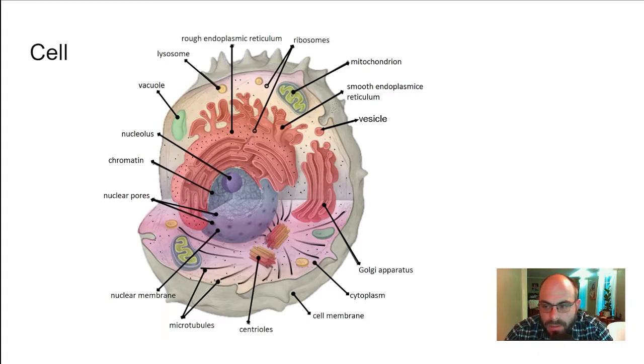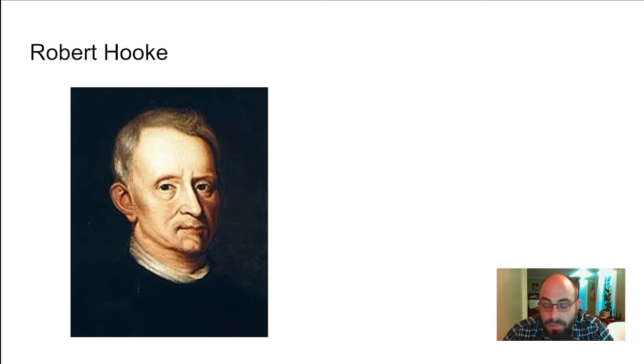Speaking of lots of cells, this man saw lots of cells. If you're in my class and you're watching these videos, as far as these people are concerned, you need to know their last names and what they did. We may talk about their history or different things in class, but as far as I'm concerned for the class, last name, what they did. Robert Hooke is credited with being the first one to see cells.